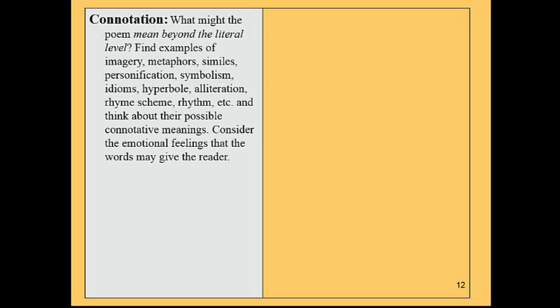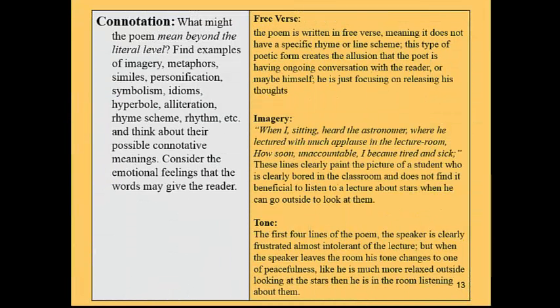But for the sake of time again, I just chose three connotations for us to look at. One, I said the poem is written in free verse, meaning it does not have a specific rhyme or line scheme. This type of poetic form creates the illusion the poet is having an ongoing conversation with the reader, or maybe he's just having a conversation with himself. He is just focusing on releasing his thoughts.